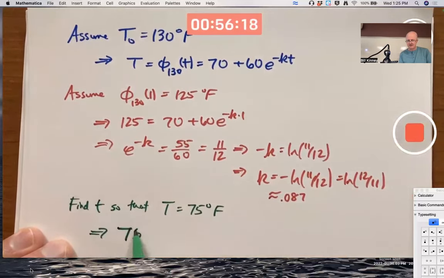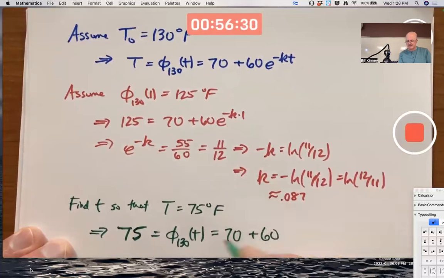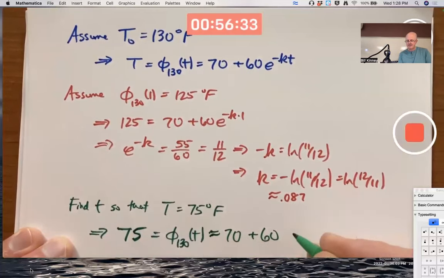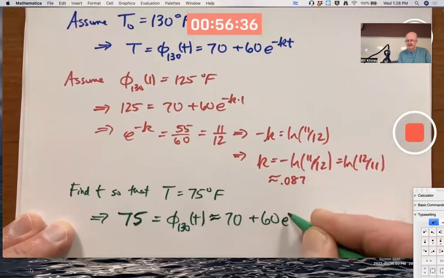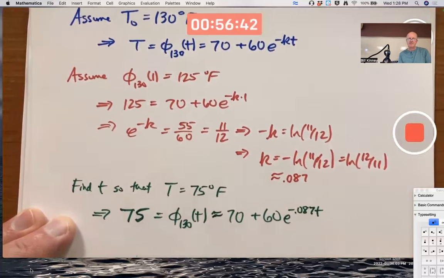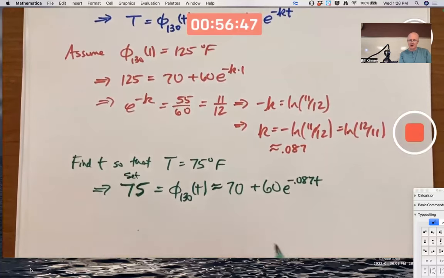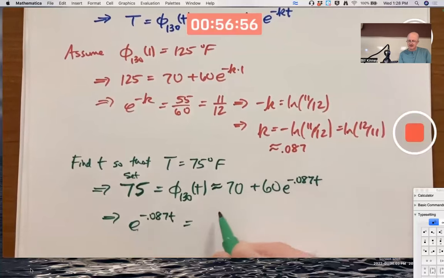Capital T 75. Use the k we just found. 70 plus 60, this is an approximation here. 70 plus 60, k is positive, but I need a negative in front of it as the power of e. e to the negative 0.087 t. So I'm setting this equal to that, solve for little t. I'll need logarithms again, but first subtract 70 and then divide both sides by 60. This simplifies to 1/12.